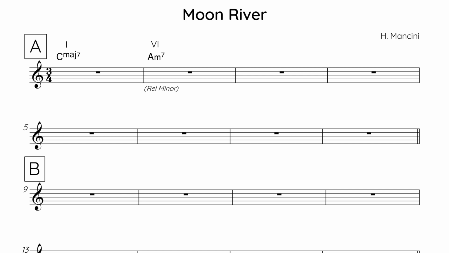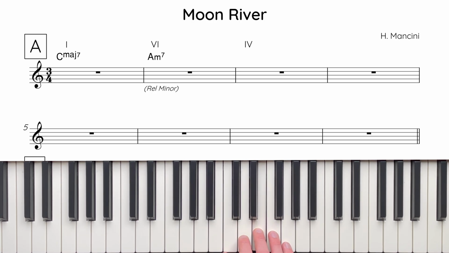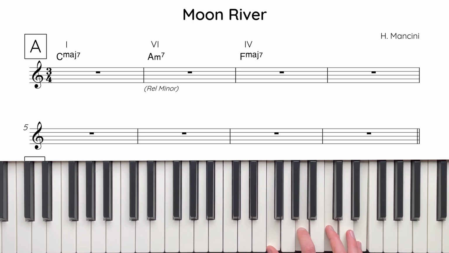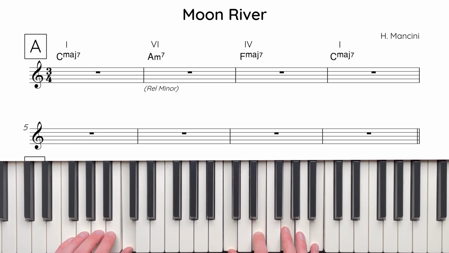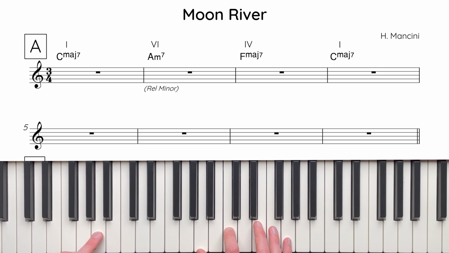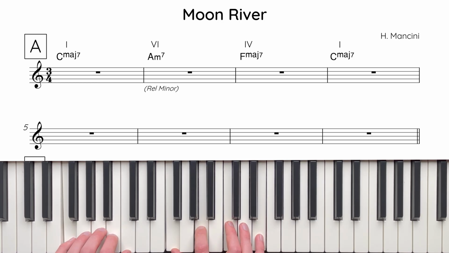Next, the harmony moves to chord 4, F major 7, before resolving back to chord 1, C major 7. In these first 4 bars, the harmony outlines the main landing points in the key. It begins on chord 1, C major 7, then moves to chord 6, the relative minor, A minor 7. This is followed by chord 4, F major 7, before returning to chord 1, C major 7.